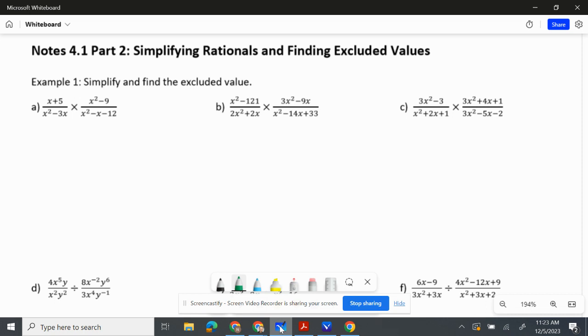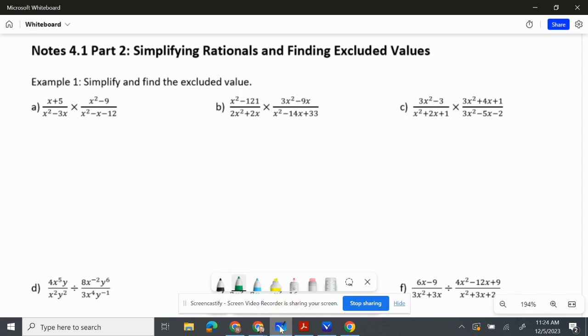What we're going to do is simplify rationals and find the excluded values. We've done it where it's just one fraction. Now we're going to be looking at two fractions. And the key to this whole lesson is factoring. If we're able to factor, then the rest isn't too bad.